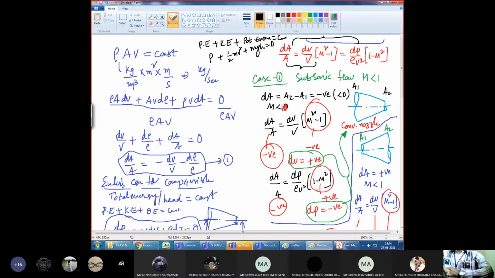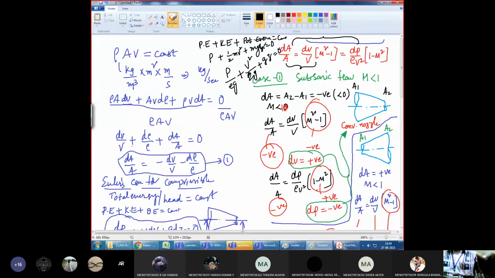If you divide pressure with the specific weight, it will be pressure head. That's why you get P by rho g plus v square by 2g plus z, where z or h equals 0. From this we got it actually. So remember this one.